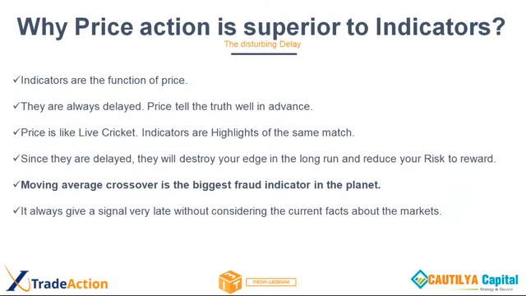So why is price action superior to indicators? Many of you would have traded all kinds of indicators: the moving averages, the RSI, stochastics, ADX. All indicators are a function of price. All indicators are calculated using price as the base. So every indicator is a function of price. Indicator is equal to F of price. All indicators are delayed. No indicator will give you instant perfect timing or entry level. Indicators always take time.